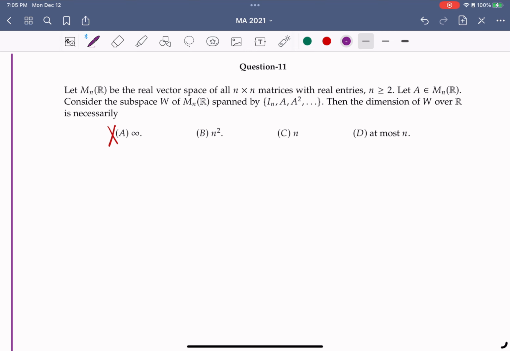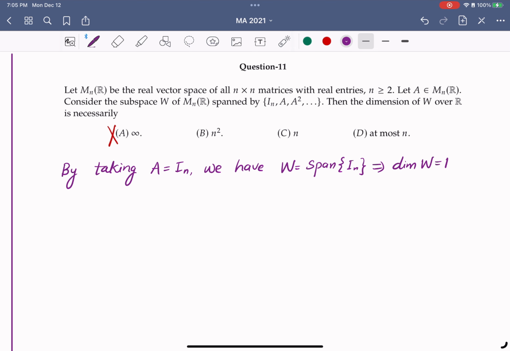Also, what we do is take A as the identity matrix. The special thing about identity matrix is that all its powers are also identity. So this implies that W is actually the span of this single matrix identity, which implies that its dimension is 1. Now 1 is strictly less than n because n is given to be greater than or equal to 2.